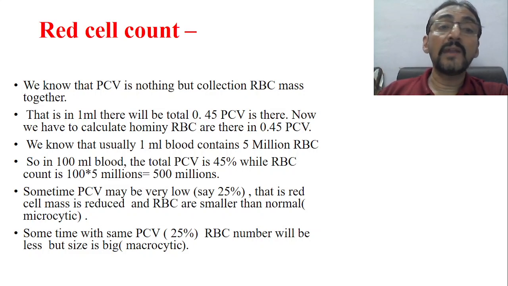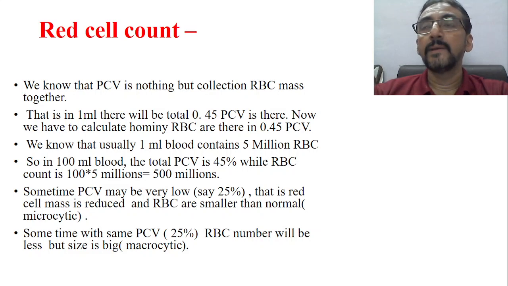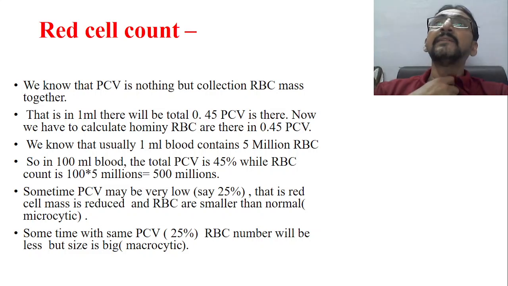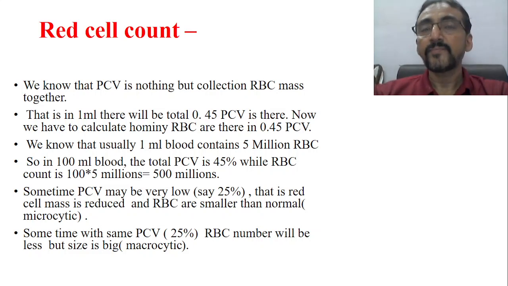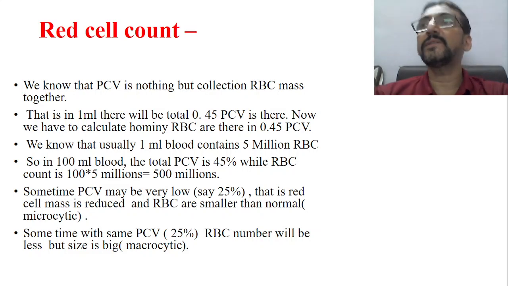Now we have to calculate how many RBCs are there in 0.45 PCV. एक तो हो गया PCV, it's very clear. Now we go to the next point. What is the next point? Red cell count. Second investigation, that is red cell count. So what is this red cell count? हमें पता है कि 1 ml में 0.45 PCV है. ये जो 0.45 PCV है, इसमें टोटली कितना RBC है, इसको हमें समझना है.